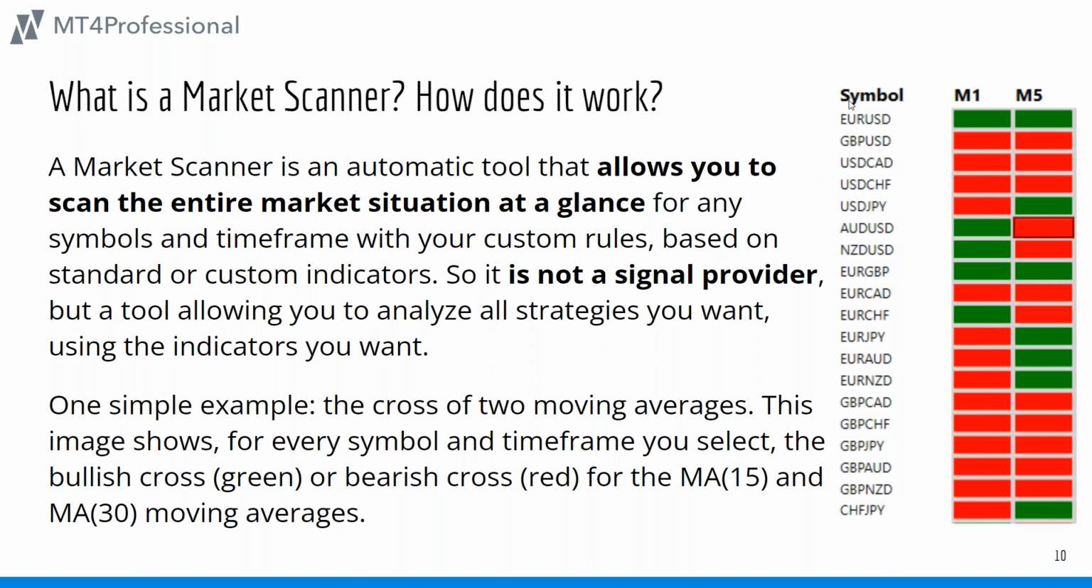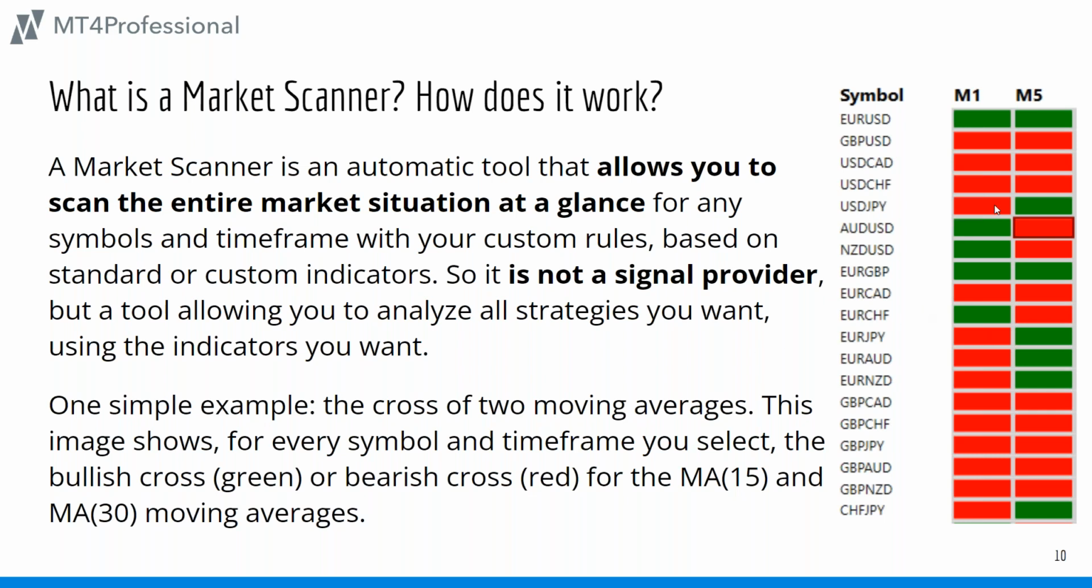Over on the right, you can see a symbol list and a spreadsheet type layout where you see rows and columns, and each column is divided into time frames. 1 minute, 5 minute is the example here, but these can be any time frames. So for each individual symbol, you see a red and a green cell. So the example we're looking at is the cross of two moving averages.